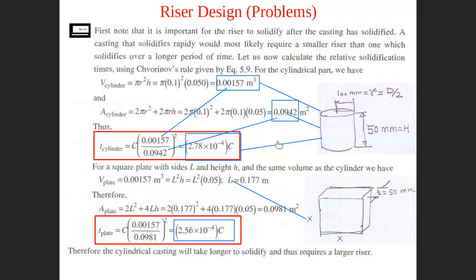Then the question is, is it possible to use the same riser dimension to cast the two parts? The answer is no, we cannot use the same riser dimension to cast the two different parts, because the surface areas are different and the solidification times are different. Definitely the riser will also be different. In the first case, the riser will have a bigger dimension than the riser in the second case. Therefore, the cylindrical cast will take longer to solidify and thus requires a bigger riser. This is the answer to the question.